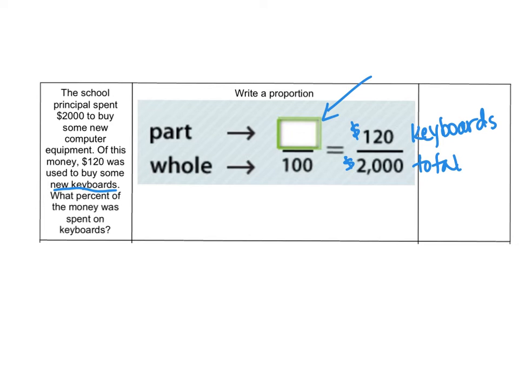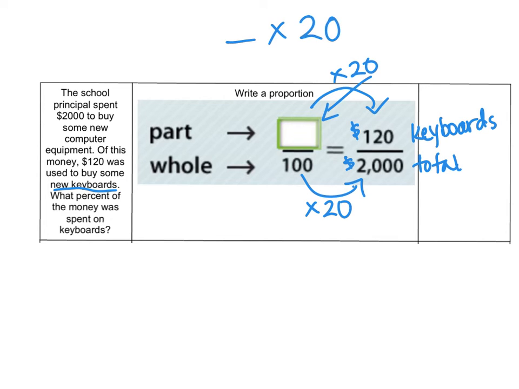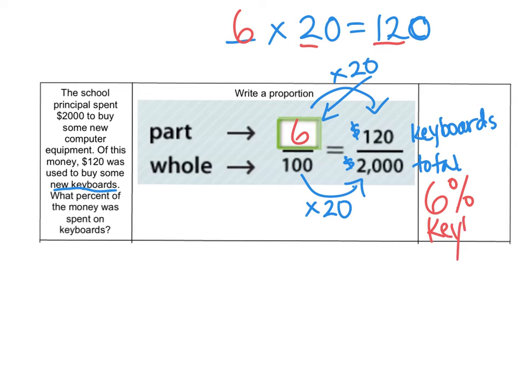So I have to think, 100 times what will get me to 2,000? Well, if I multiply 100 times 20, I'll get to 2,000. So whatever this number is, times 20 will get me to $120. So I have times 20 equals $120. I can look at kind of an easy fact to help me. 2 times something gets me 12. Oh, so 6. Let's try 6. 6 times 20. Yeah, that will work. So that tells me what percent of the money was spent on keyboards? 6% was spent on keyboards.